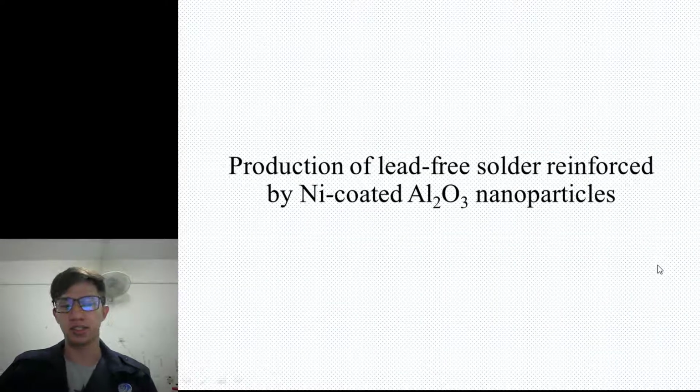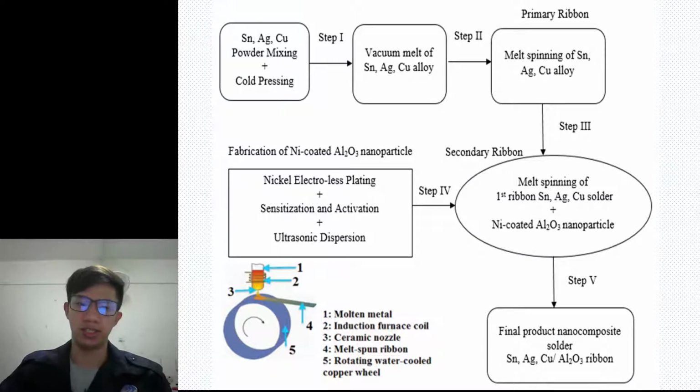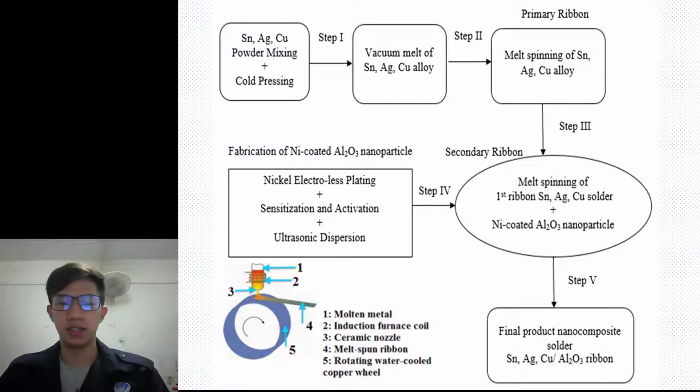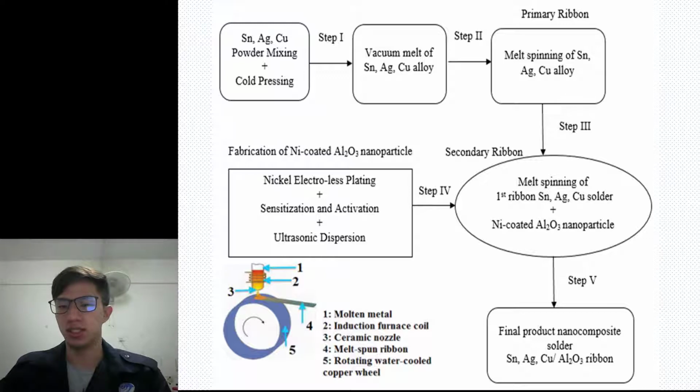Next is the production of the lead-free solder reinforced by the nickel coated alumina nanoparticles. This is the flowchart of the production. The nickel coated alumina nanoparticles are mixed with the primary ribbon, which is the lead-free solder, in the process of melt spinning. Then the melt is rapidly cooled under a rotating water-cooled copper wheel and forms a secondary ribbon. That is the product.